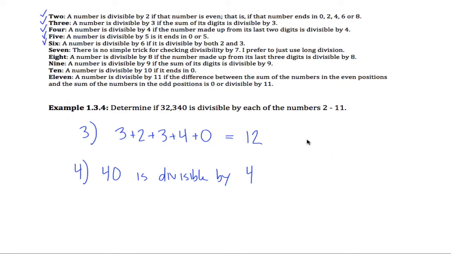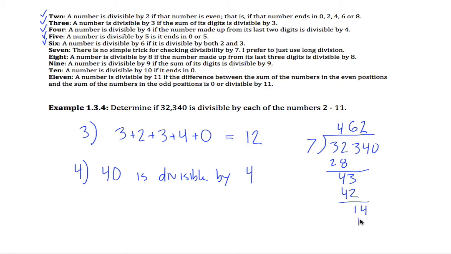7. I don't have a great trick for dealing with 7, so when I have to deal with 7, I just do long division. 32,340. I say 7 goes into 32 4 times. That gives me 28. And if I subtract, I get a 4. And then 7 goes into 43 6 times. 7 times 6 is 42. If I subtract, I get a 1. 7 goes into 14 2 times. 2 times 7 is 14. If I subtract, I get a 0. And then bring down a 0, you get another 0. We get a remainder of 0. So this number is divisible by 7.